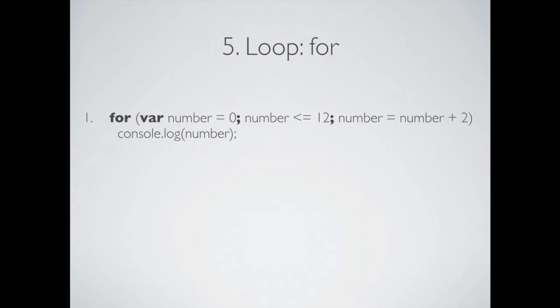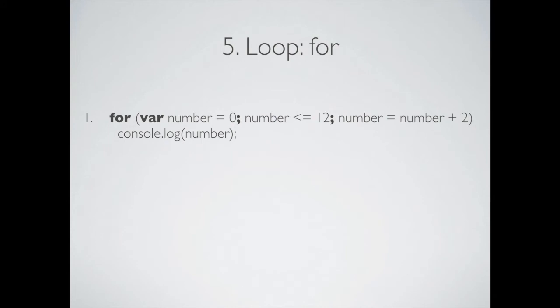Anyway, in the parentheses we create a variable called number and assign 0 to it, and we have a condition here: when the number is lower or equal to 12. And then we have an increment. Like, what do we do with the number? We add 2 to the number every time.